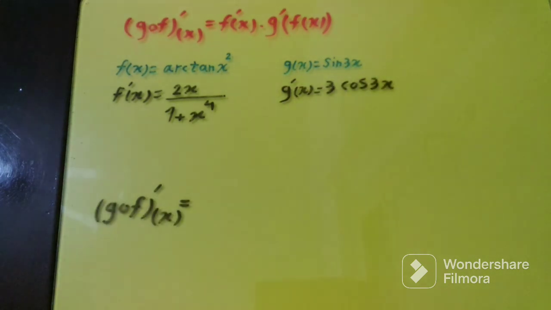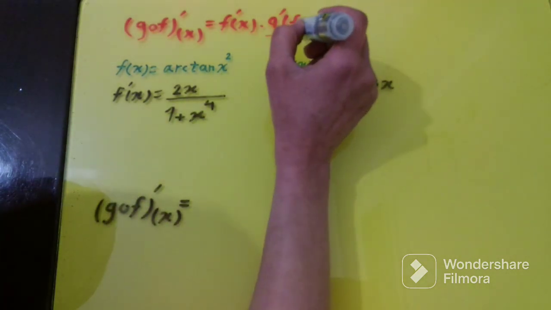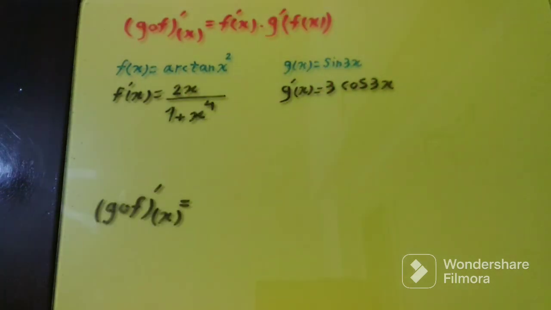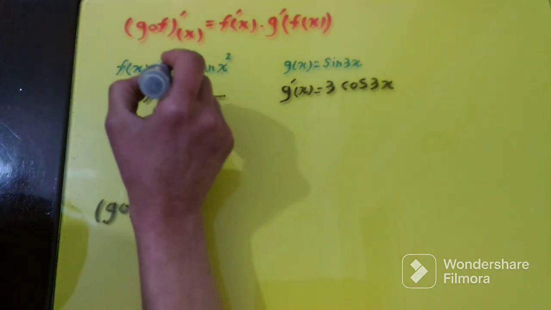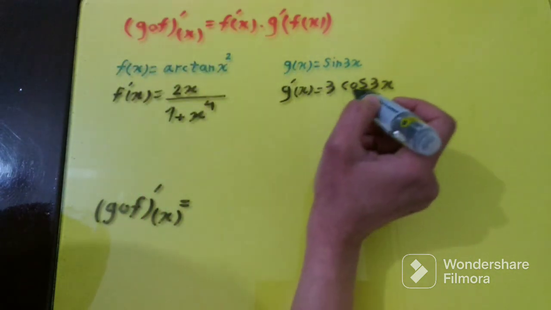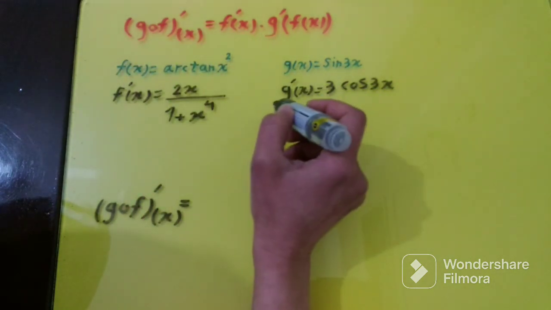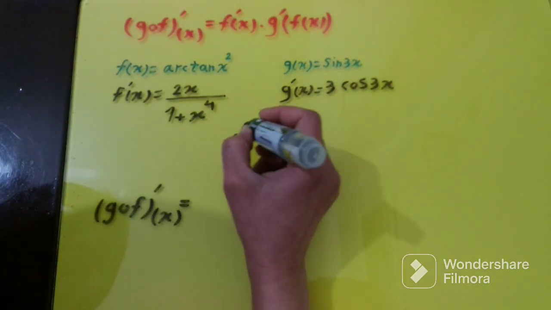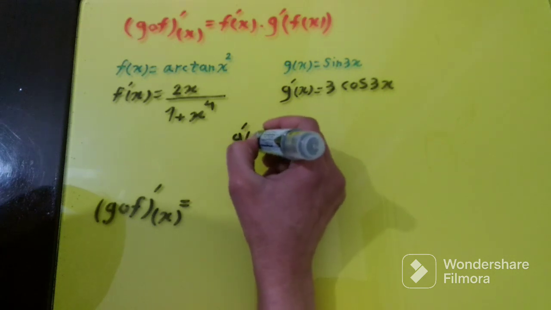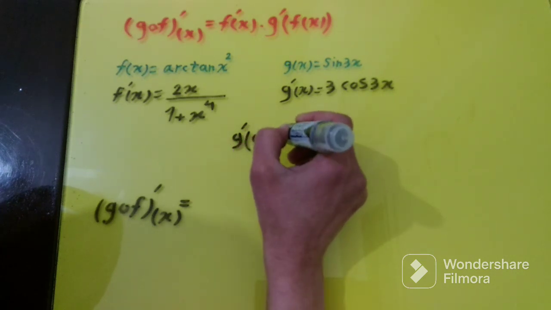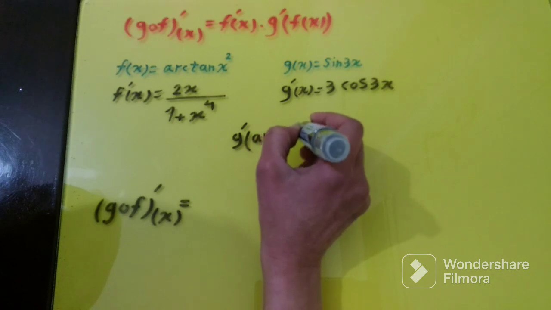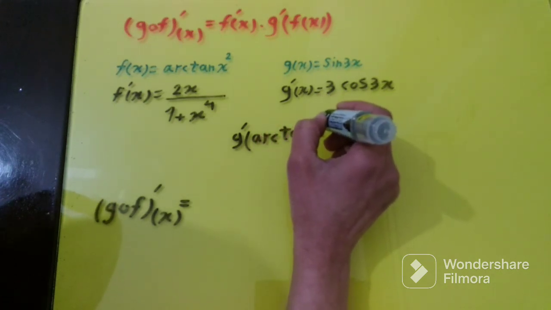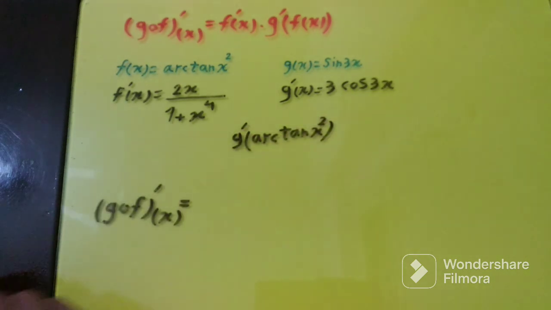3x. Now you should replace f of x instead of x in g prime. So you should replace this term instead of x in this function. It's g prime, arc tangent x squared.